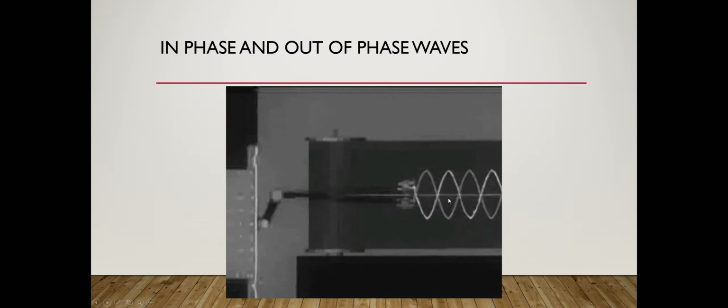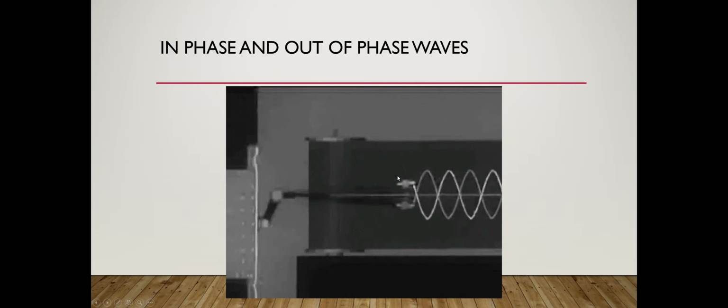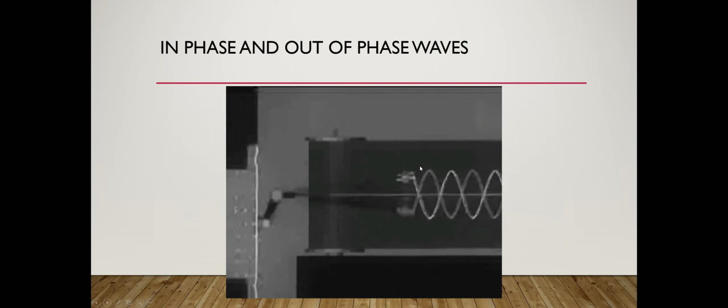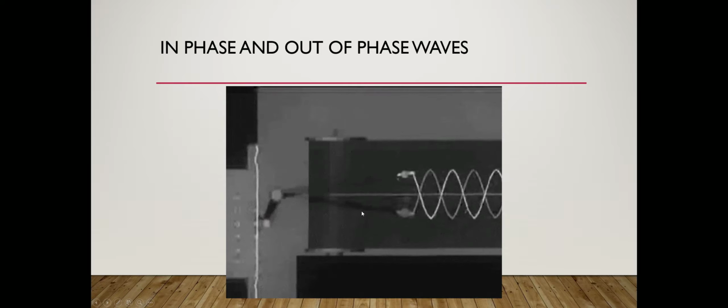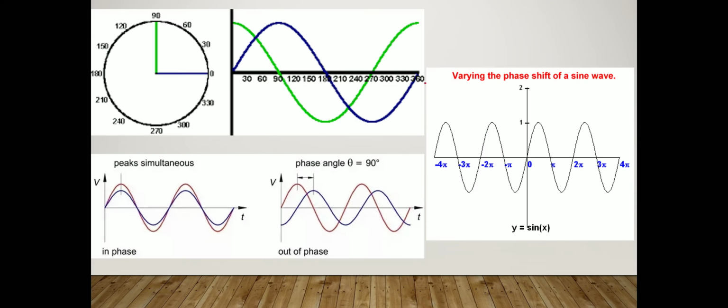So these two waves are definitely different. One is going up at the same time the other one is going down. And if you were to combine these two waves, if you were to superimpose these two waves on top of each other, you would get a flat line because they're completely opposite of each other. Well, how do we know that?